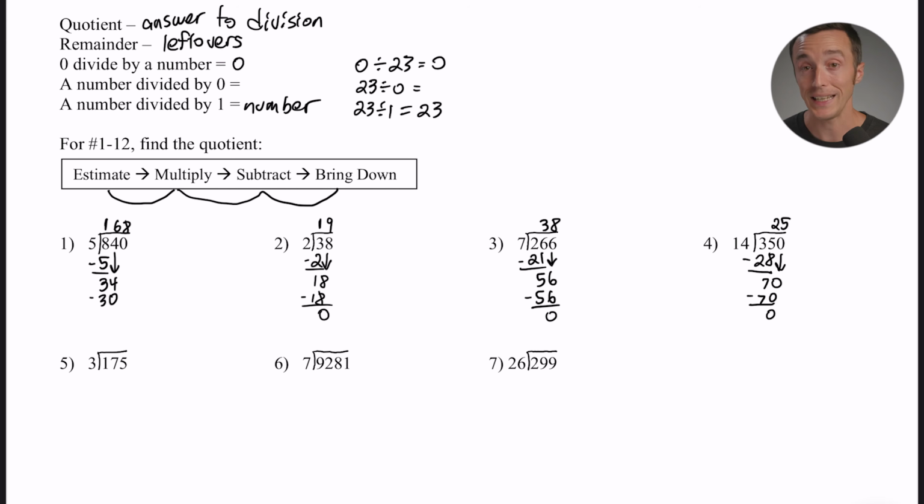So it divides in evenly 25 times, or we have a quotient of 25. But what happens if it doesn't divide in evenly? Well, let's take a look at the rest of these because these have some remainders, and I want to show you how to handle those.